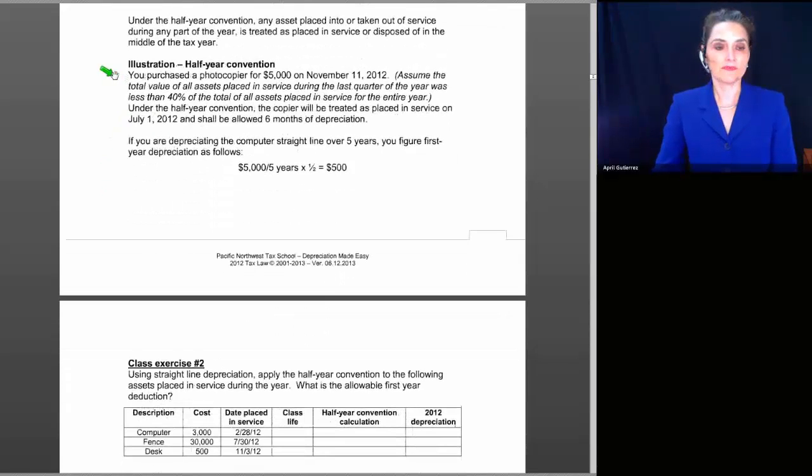And here's an illustration. You purchased a photocopier for $5,000 on November 11, 2012. Assume the total value of all assets placed in service during the last quarter of the year was less than 40% of the total of all assets placed in service for the entire year. That's an important assumption, because if more than 40% were placed in the last quarter of the year, then you couldn't use the half-year convention. So we're making sure that you know you can use it. Now, under the half-year convention, the copier will be treated as placed in service on July 1st, 2012, and shall be allowed 6 months of depreciation.